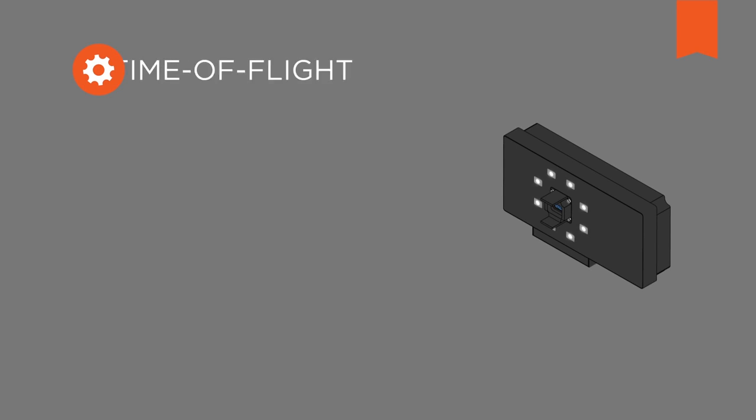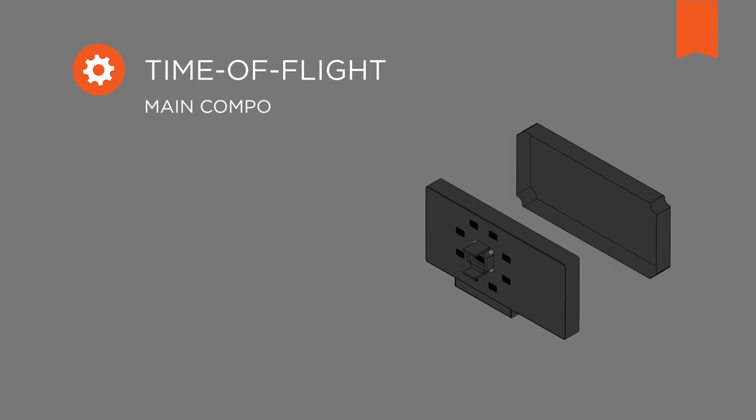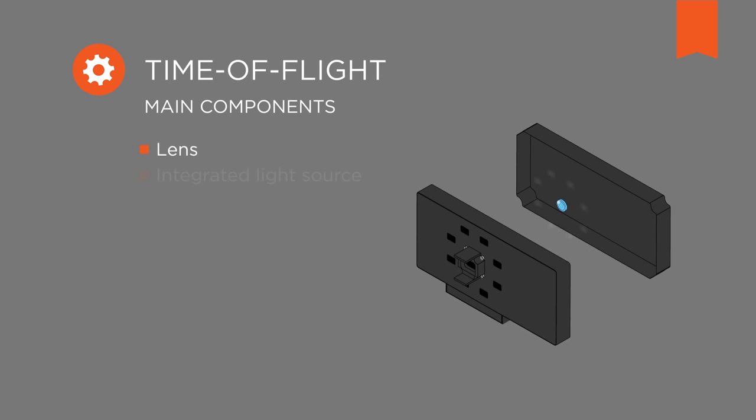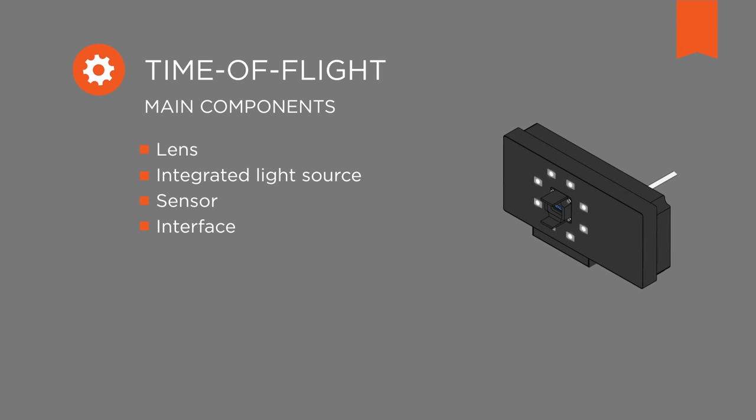A time-of-flight camera consists of the following main components: a lens, an integrated light source, a sensor that stores all capture image information, and an interface. This system is able to capture both depth and intensity information simultaneously for every pixel in the image.